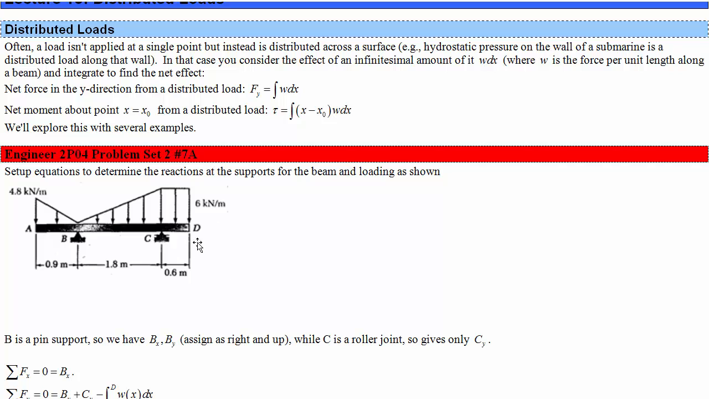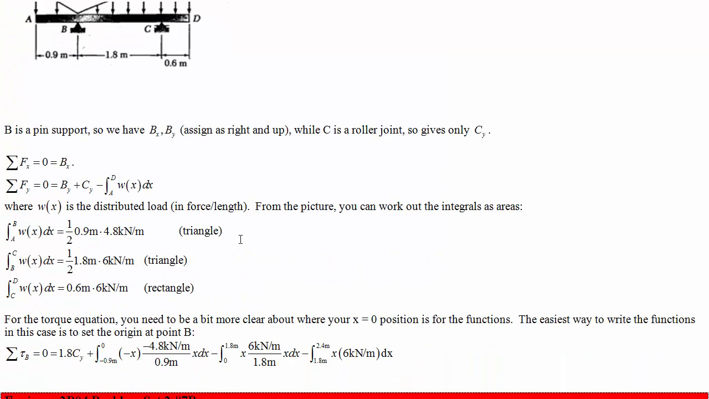For this one, w is easy. It's a constant. It's 6 kilonewton per meter. So the torque about B is going to in part contain the force from this distributed load. If we say that counterclockwise is positive, then we'll say minus the integral of x times w dx, where w is now 6 kilonewton per meter. And we're going to integrate that from 1.8 to 2.4. And that's where this term comes from in the torque equation.